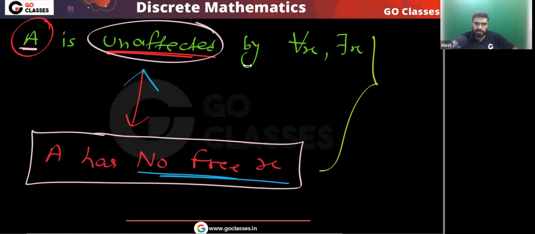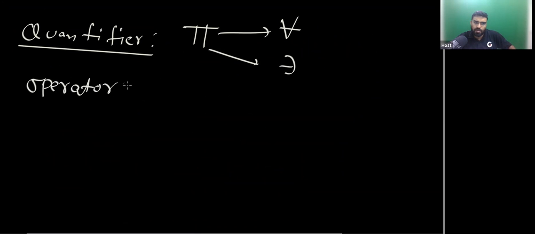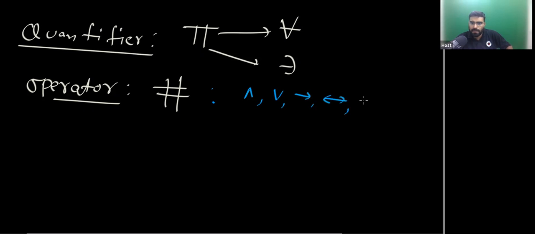This is all you need to understand. So this type of expression will be called null quantification. Let's assume you have some quantifier, some pi. Either this quantifier can be for all, or there exists. And let's assume you have some operator, hash. This operator can be, for example, conjunction, disjunction, implication, biimplication, exclusive or, NAND, NOR.